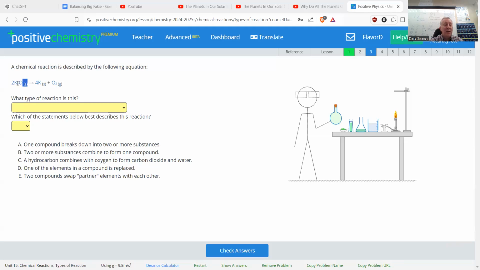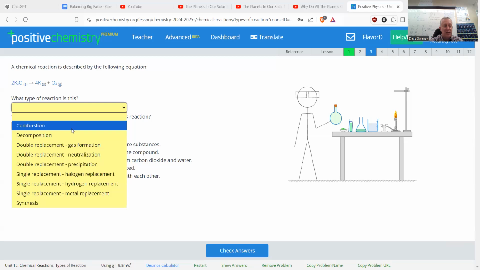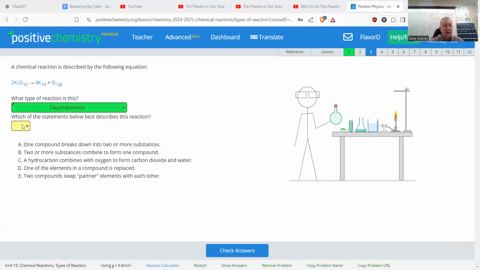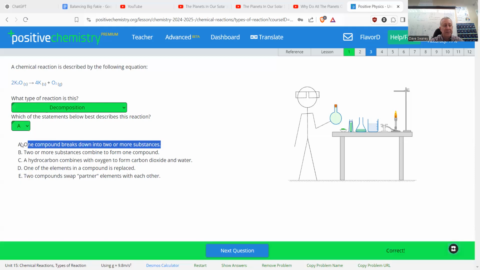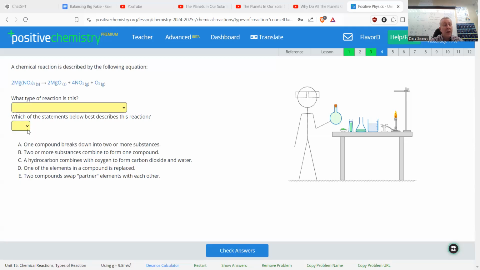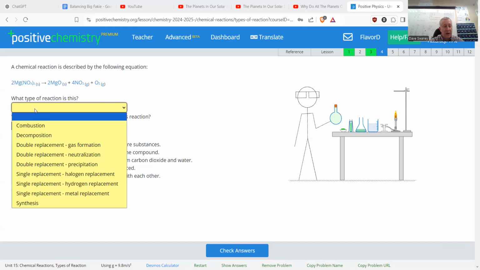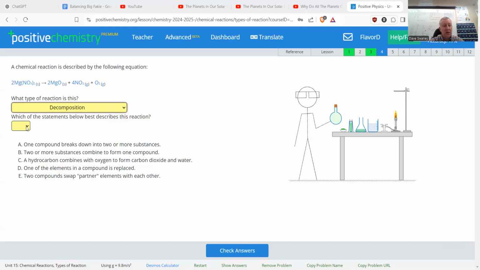Okay, this has 1 chemical. The fact that there's 2 of them does not matter. And we broke it up. We probably cooked it real hard, put it over a flame, and it fell apart. So that is decomposition. Because 1 compound breaks down into 2 or more substances. Again, 1 compound fell apart into, in this case, 3 substances, but that's not the point that it's 3. It fell apart, and so it's decomposition.